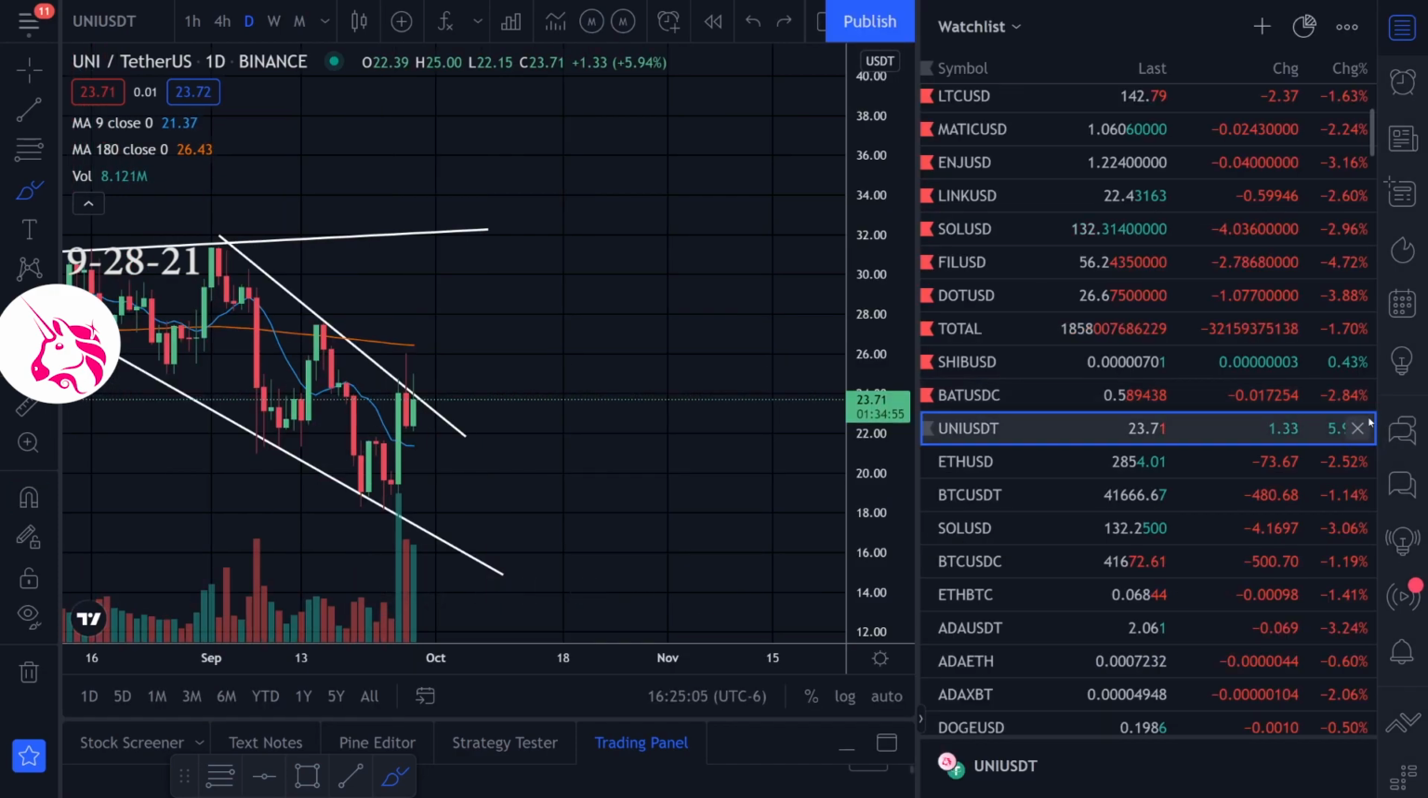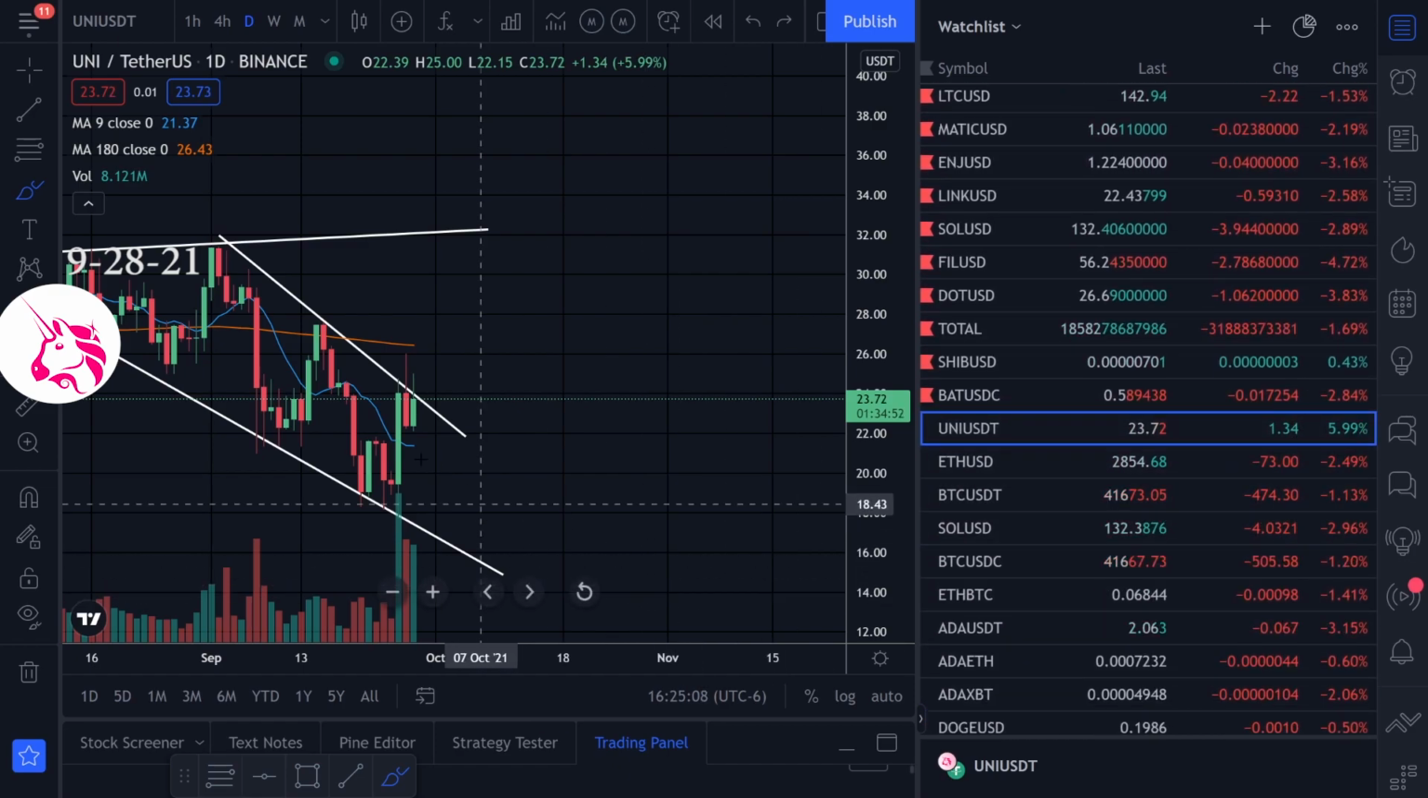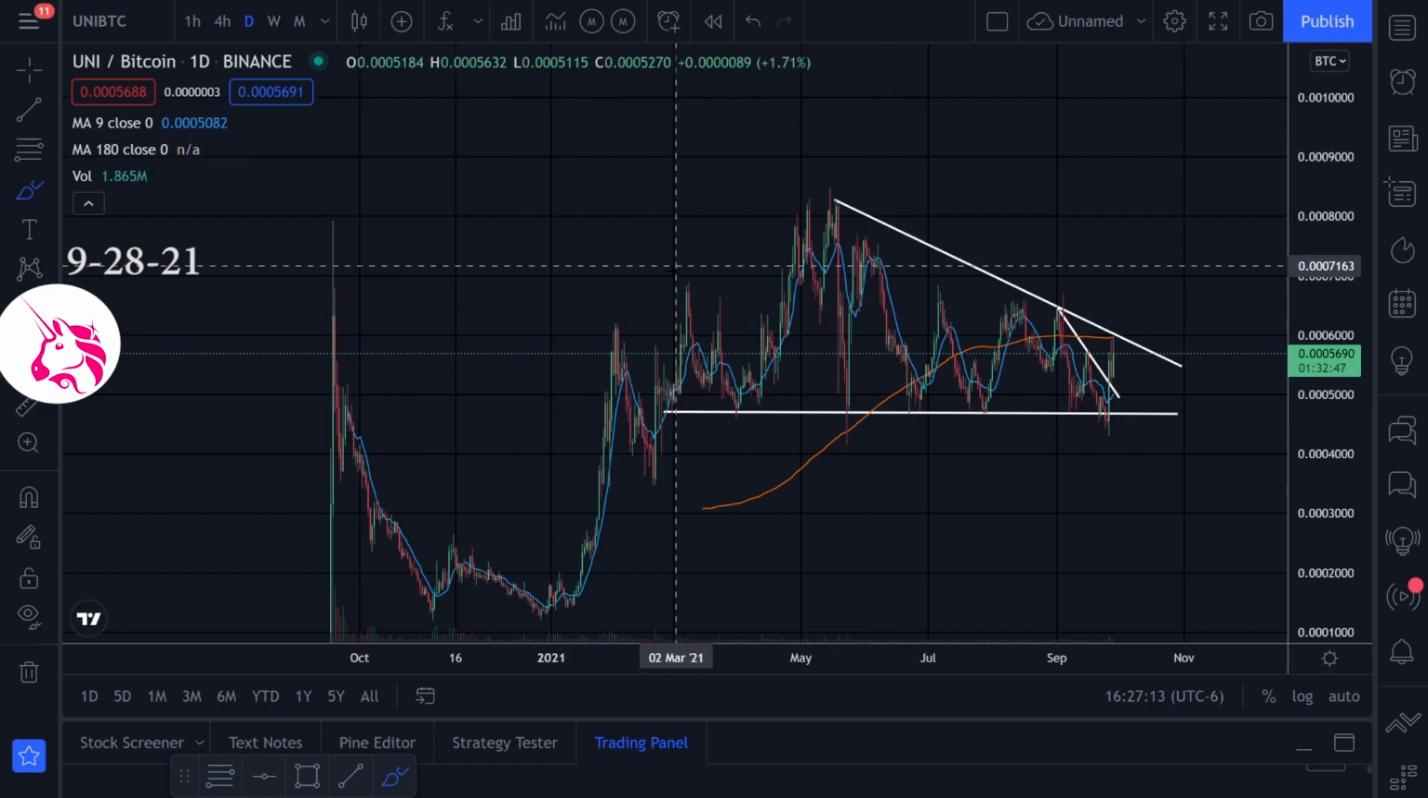Right now, Uniswap is up 6% for the day. It's looking a little better than some of the other coins. So let's see if we can keep this momentum going to the upside. Let's jump over to the Uniswap versus Bitcoin chart.